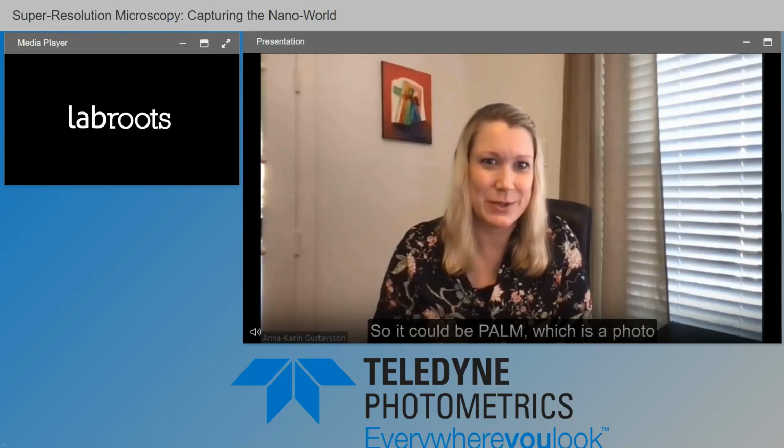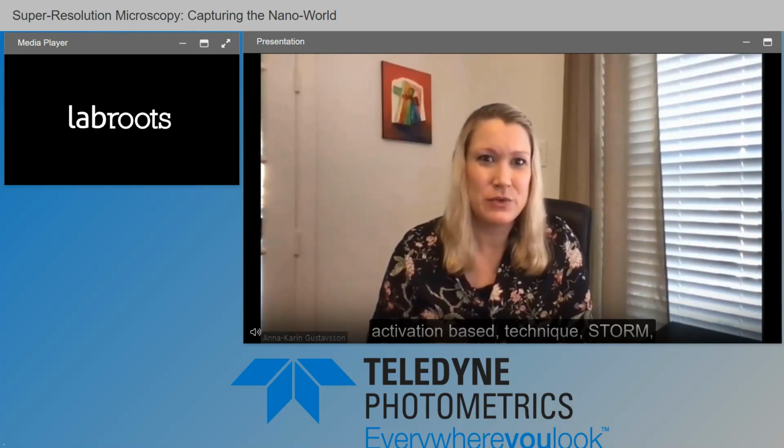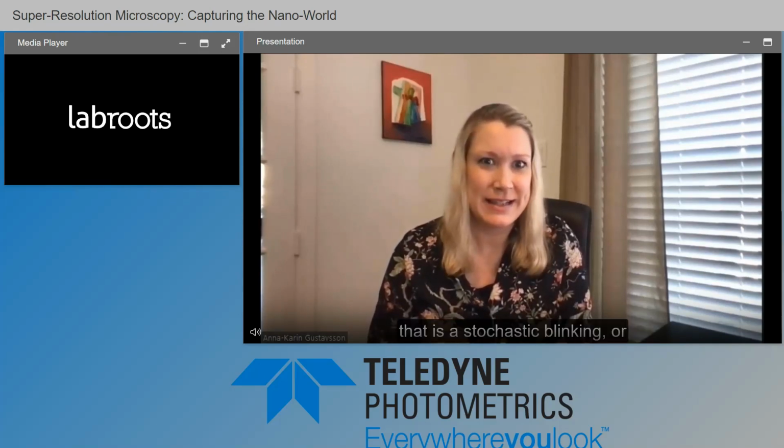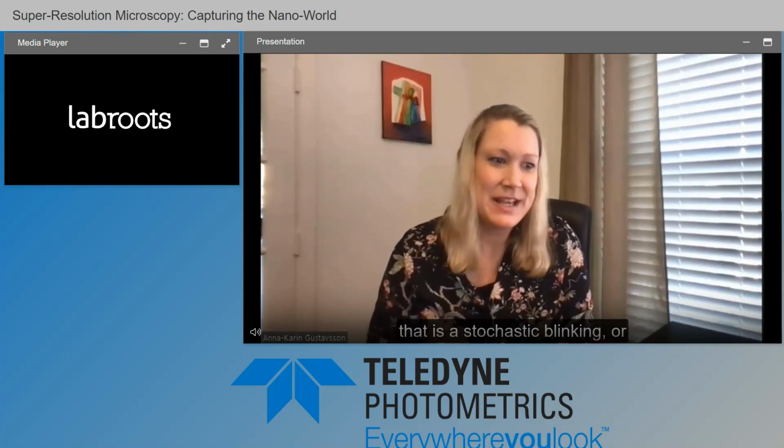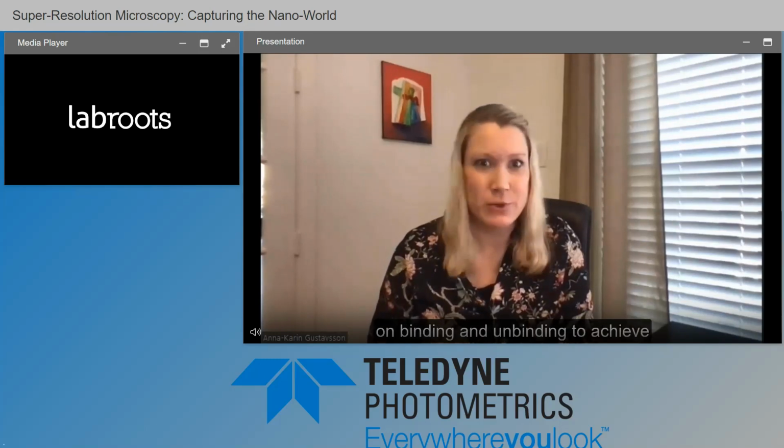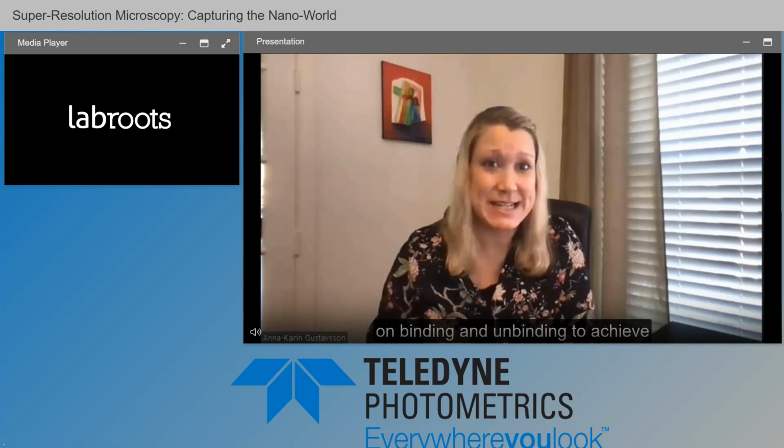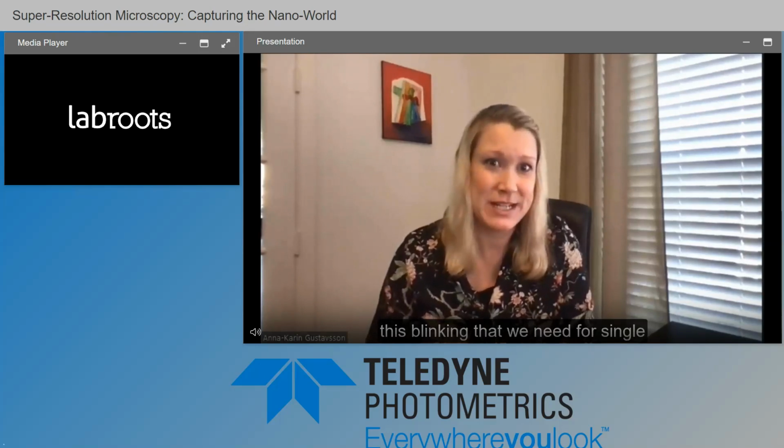So it could be PALM, which is a photoactivation based technique, STORM, that is a stochastic blinking, or PAINT, for example, where you rely on binding and unbinding to achieve this blinking that we need for single molecule super-resolution imaging.